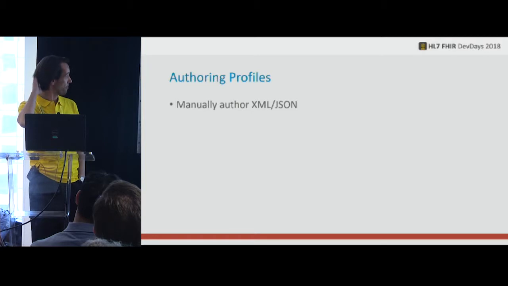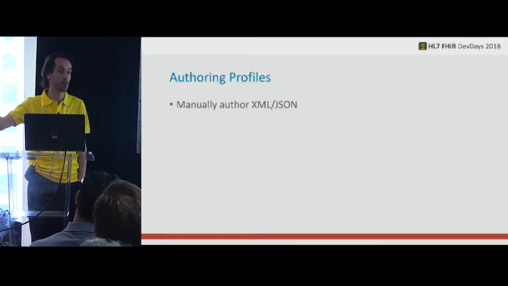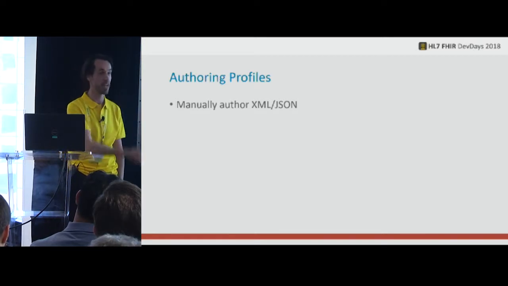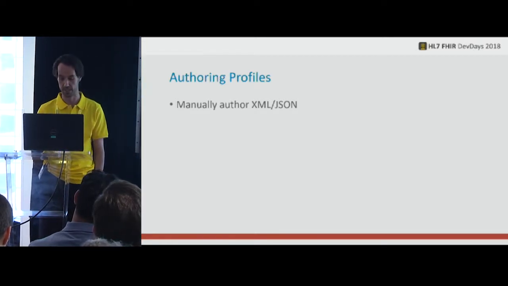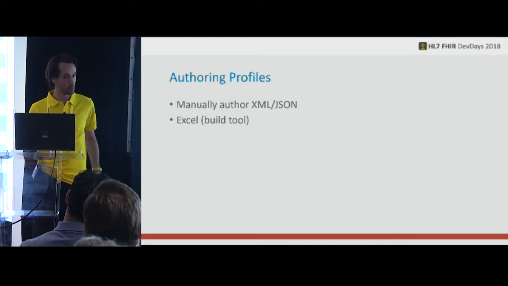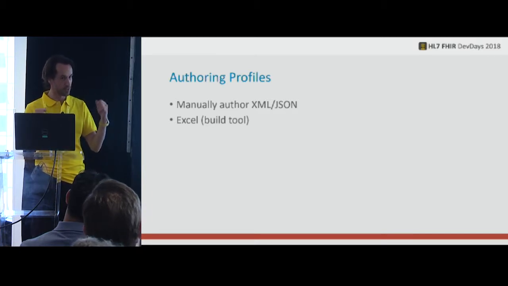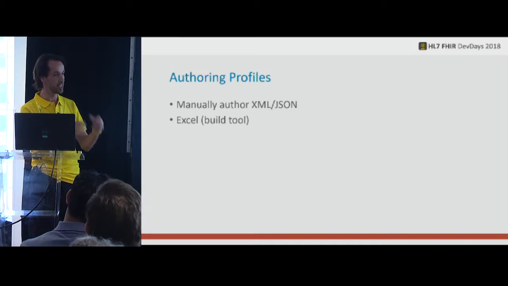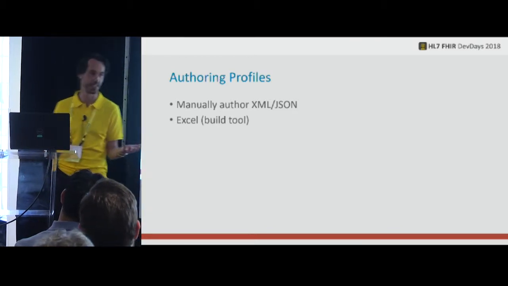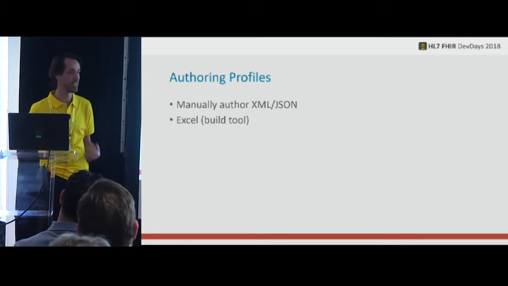So how do you author profiles? Well, in DSTU1, of course, we didn't have any tooling because we were still building the standard. So we had to do it by hand. We had to manually write the XML and the JSON. Or there was an Excel tool, and the HL7 community made a script so that you could save that Excel sheet, and that converted it into a structure definition. But it's not an ideal fit. Excel is a grid. It's not a tree.